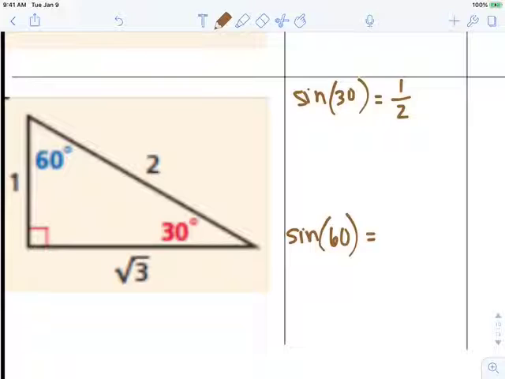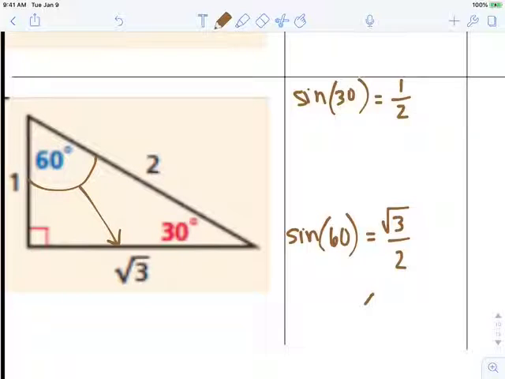All right. Sine of 60. Opposite over hypotenuse, so it's square root of 3 over 2. Is everybody good with how we got those numbers? If not, you need to ask. This is the foundations.